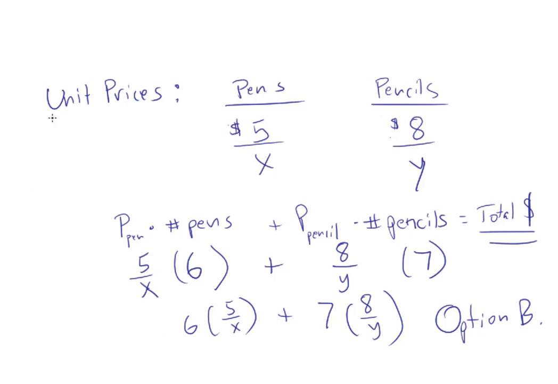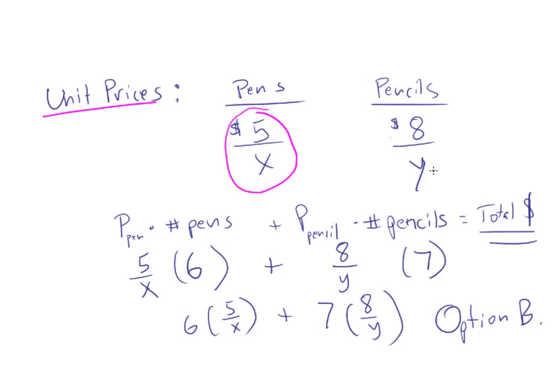Well, the first step is to focus on the unit prices. Calculate the unit prices. So if I spend $5 on X pens, suppose X equals 5 pens. That would be $5 for 5 pens, or $1 per pen. That expression is 5 divided by X. That's the appropriate unit price calculation.